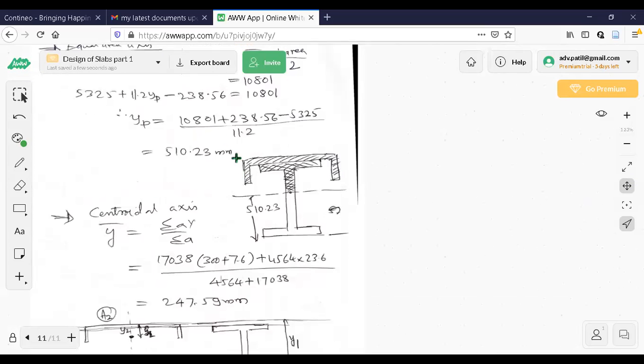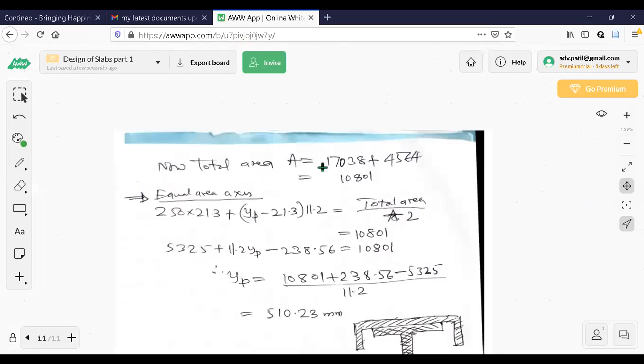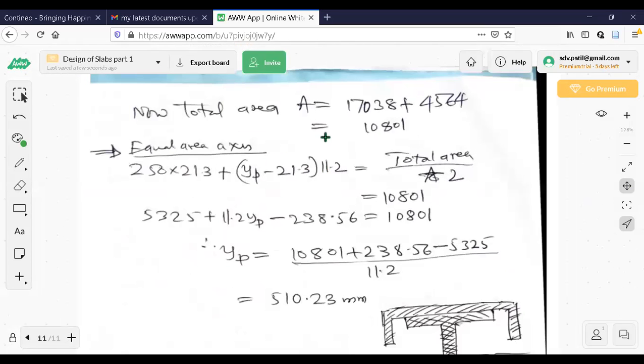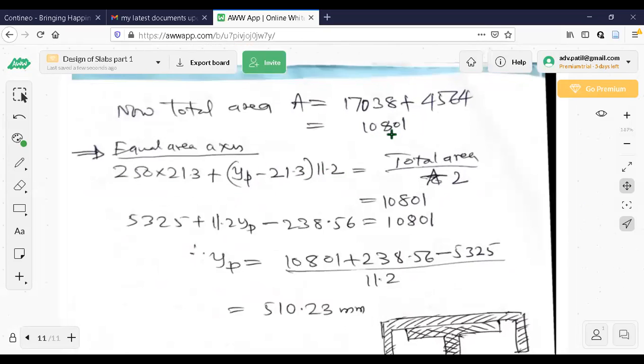Now I'll show you how it is to be done. The total area is area of I section plus area of channel section, 10,801. I'll just calculate it; somebody can use the calculator. The values I'll show here once again: 17038 plus 4564.